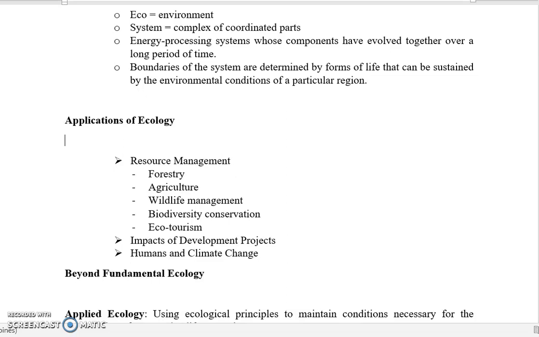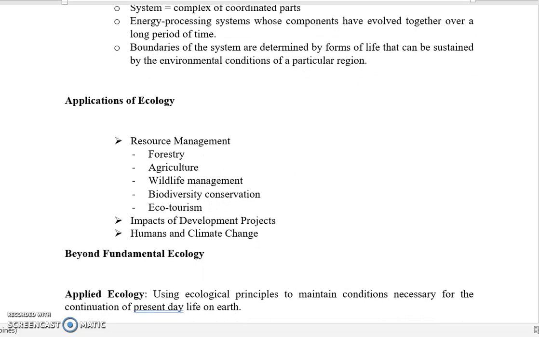In wildlife management, it's very important. Here in the Philippines, we don't have wildlife management yet. Abroad, if you're planning to go abroad, there are many job opportunities in wildlife management. Now, in wildlife management, you are dealing with managing not just the animals, but also the habitat of those animals. Biodiversity conservation, ecotourism projects, we have impacts of development projects, humans and climate change, and a lot more. Okay?